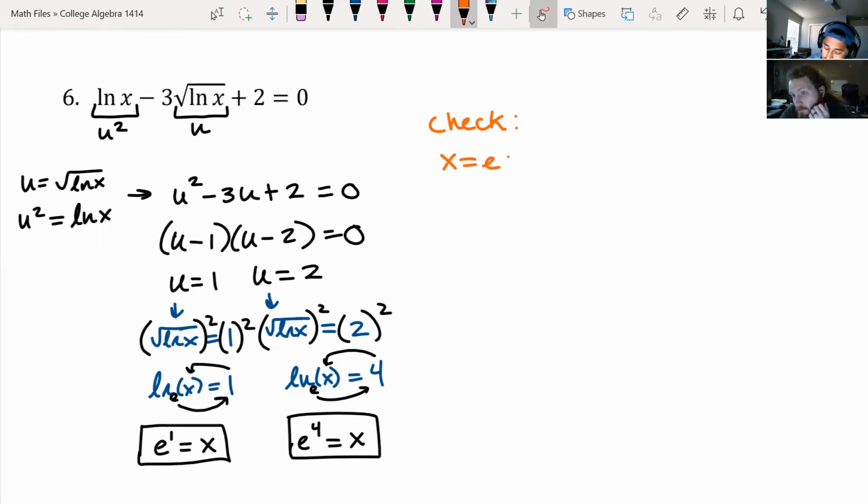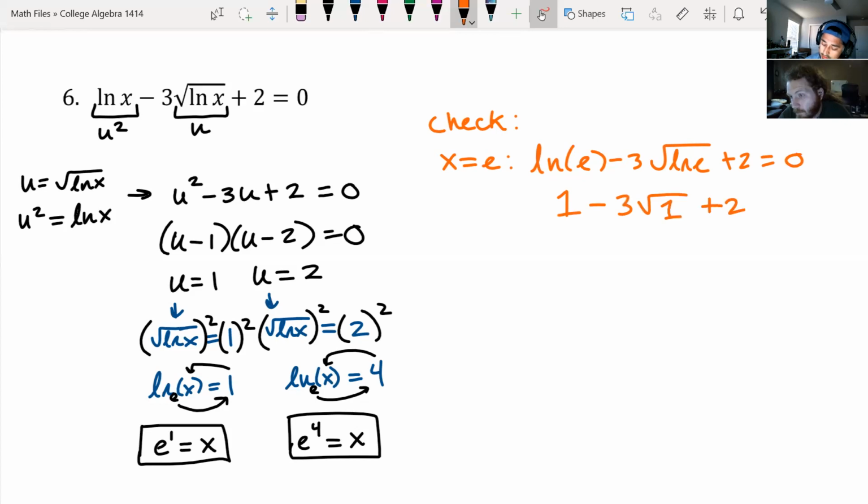X equals e. All right, so here you'll get the natural log of e minus 3 times the square root of the natural log of e plus 2 equal to 0. Remember from our properties that the natural log of e is 1. That gives you 1 minus 3 times the square root of 1 plus 2, so that's 1 minus 3 plus 2. And yes, that checks out. That's 0.